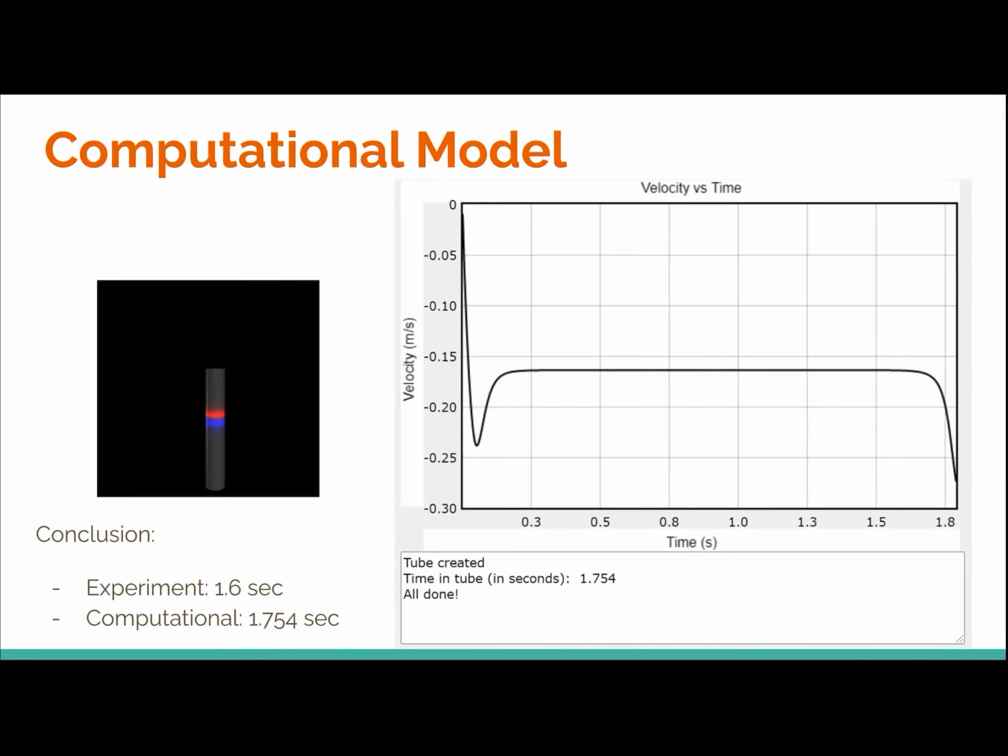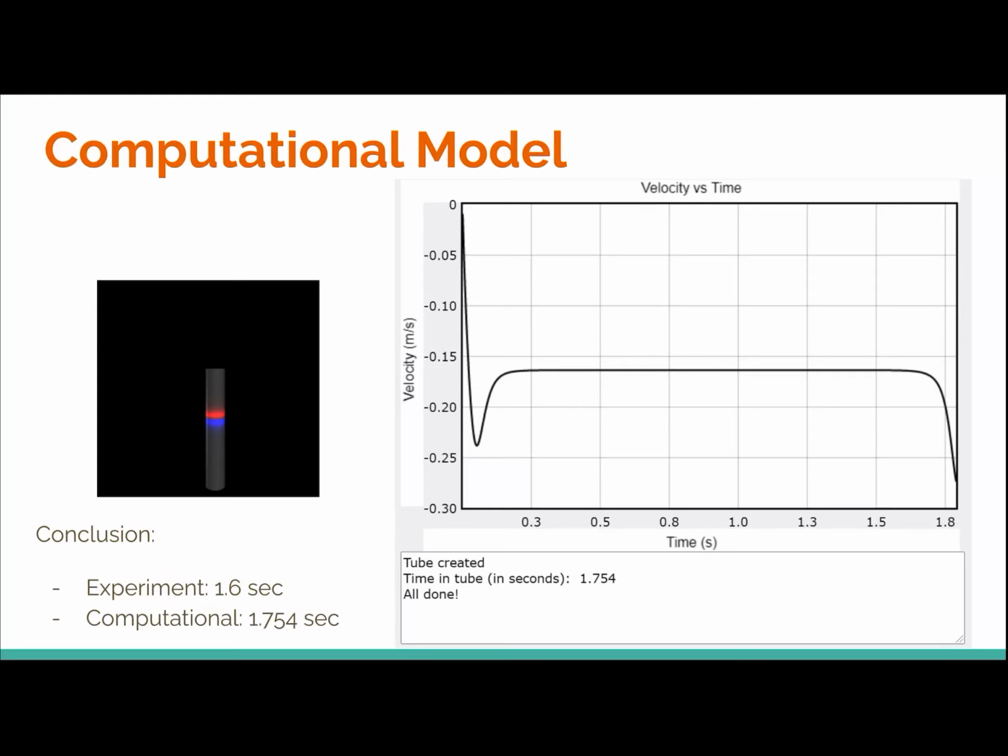These are the results of the computational model. To the left is the magnet falling in the tube. The black cylinder is the aluminum tube. The red ring is the current below the magnet, and the blue ring is the current above the magnet. To the right is the velocity versus time graph of the falling magnet.